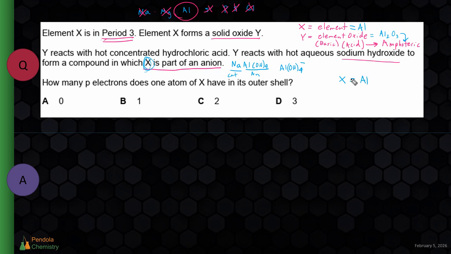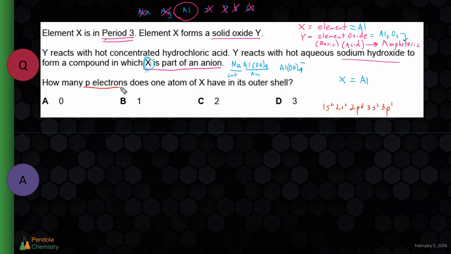Great. And if the question was, what element is X? We would answer aluminum. But it's an even more complicated question. If we keep reading, how many p electrons does one atom of X have in its outer shell? So now it's even more complex, right? Because we're not just talking about what it is, it's aluminum. We are now talking about aluminum's electron configuration. Aluminum has the electron configuration 1s2, 2s2, 2p6, 3s2, 3p1.